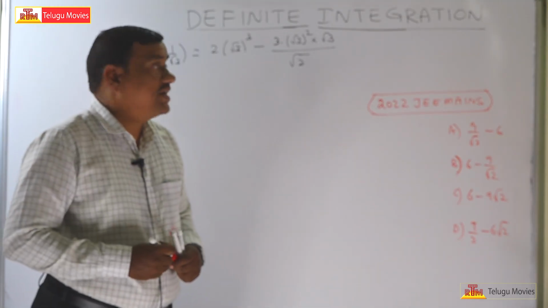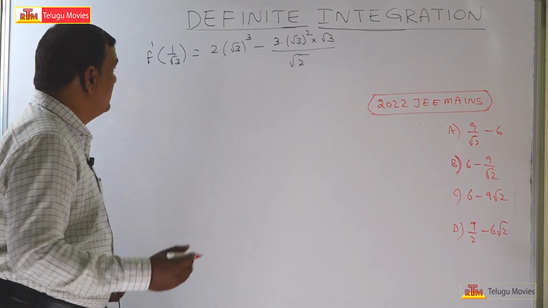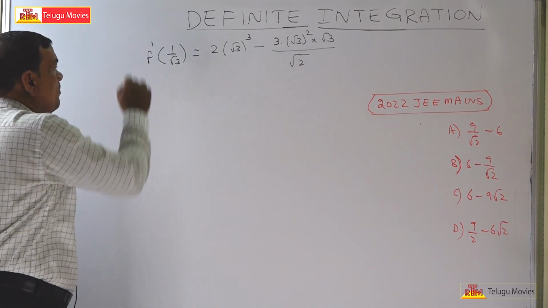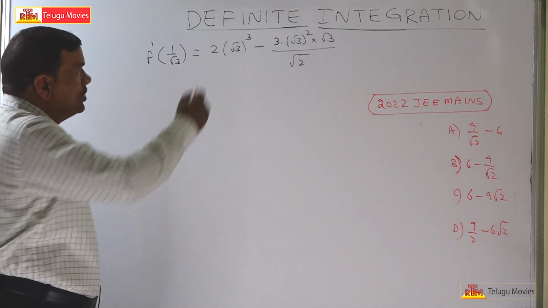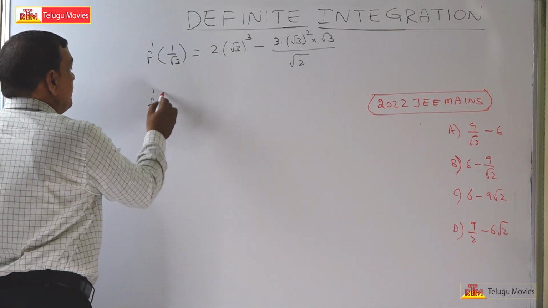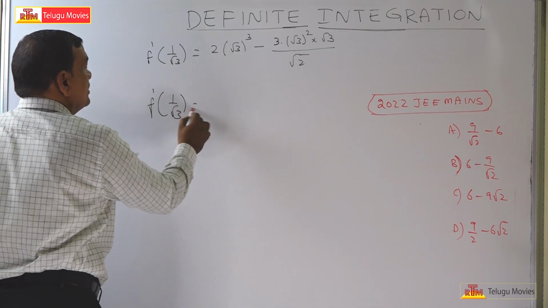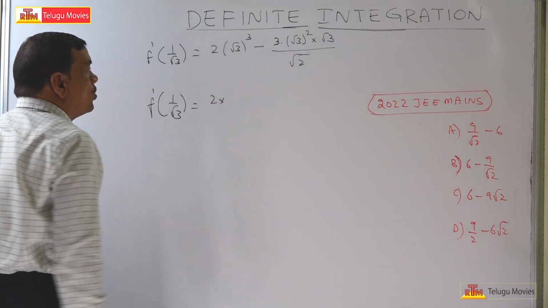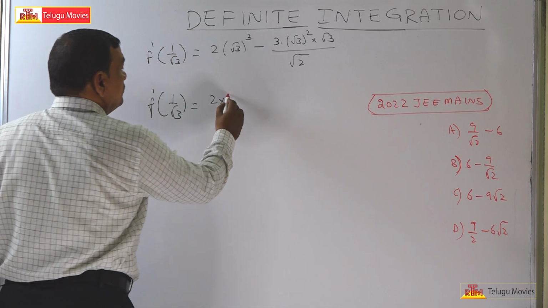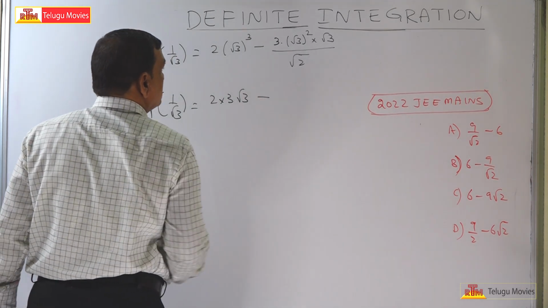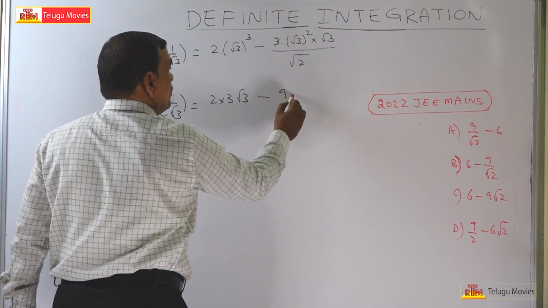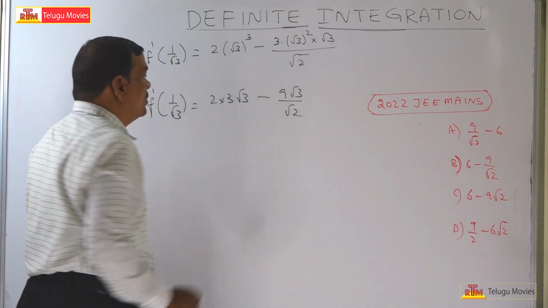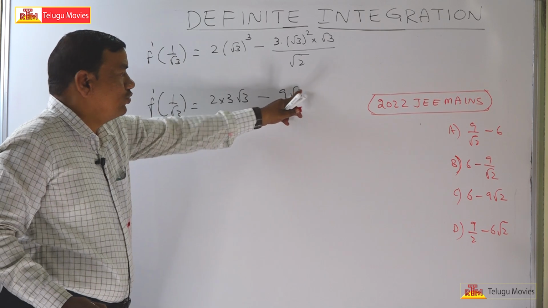Welcome back to the calculation part here. But in the problem, we want 1 by root 3. Here in between starting 1 by root 3 is there. So, let us see here. f dash of 1 by root 3 is equal to 2 into root 3 whole cube, which means 3 root 3, minus root 3 whole square, 3 3s are 9 root 3 by root 2. So, here root 3 is there, here also root 3 is there.